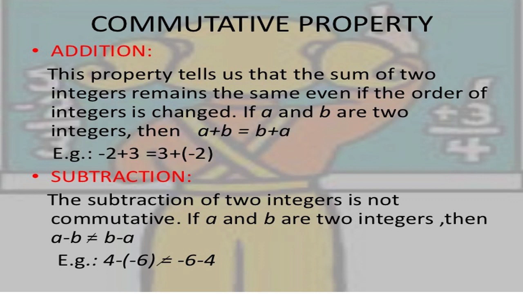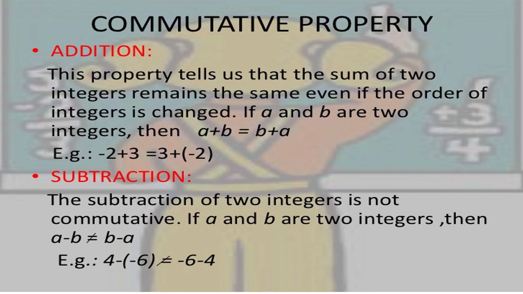Why do we get the same result? Because of the law of addition. One is positive, other is negative. They will be subtracted. In both the cases, 3 minus 2 is 1. We put the sign of the greater number. Here 3 is greater and 3 is positive. So we get the answer 1. So we can say that addition holds commutative property. Means a plus b is equal to b plus a, or 2 plus 3 is equal to 3 plus 2. We get the same result.